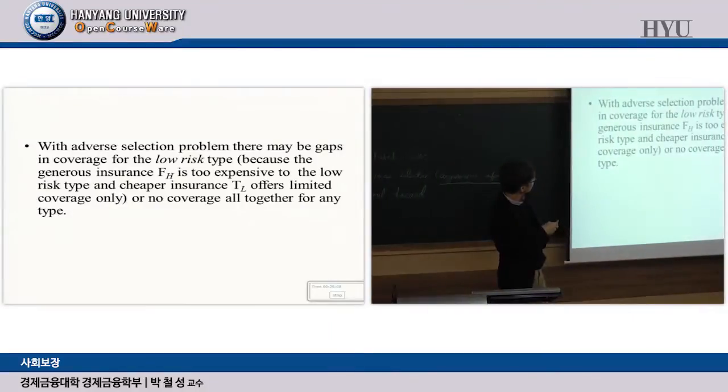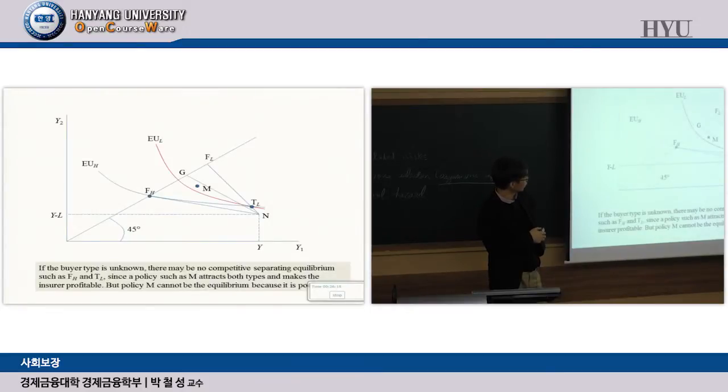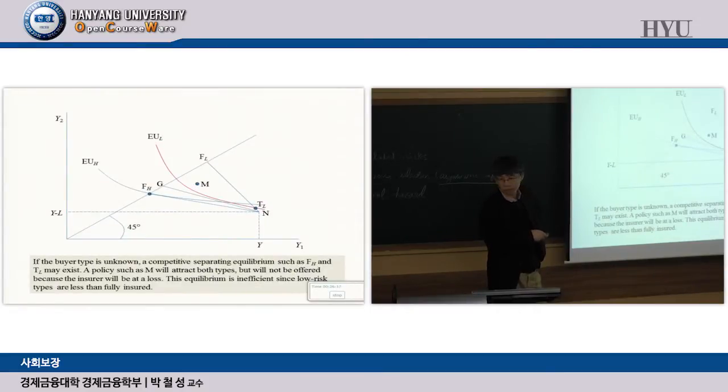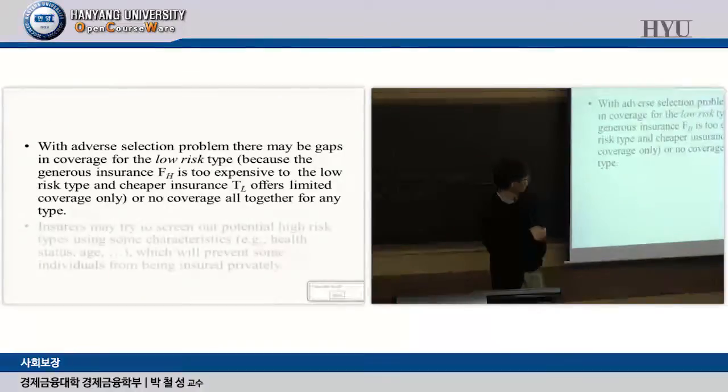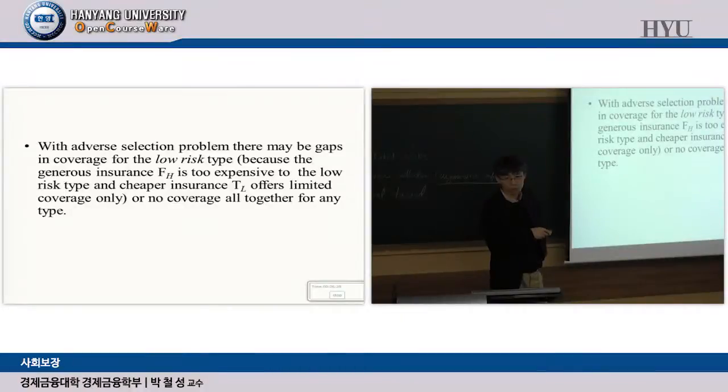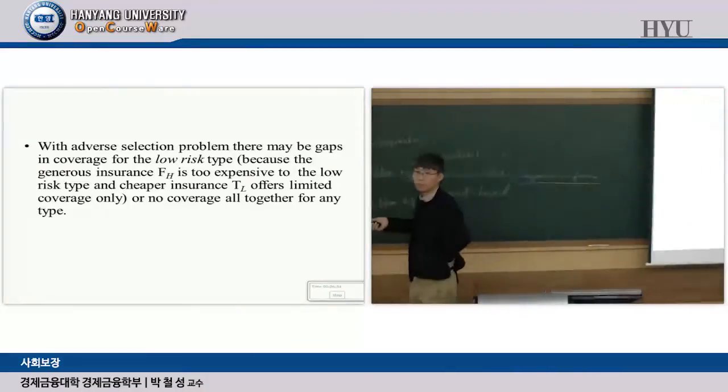So this is with adverse selection. There may be gaps in coverage for the low risk types. The first thing is the low risk type has very little insurance. This low risk type would not buy insurance for the high risk type because it's too expensive. Or there may be no coverage altogether, because there is no equilibrium.